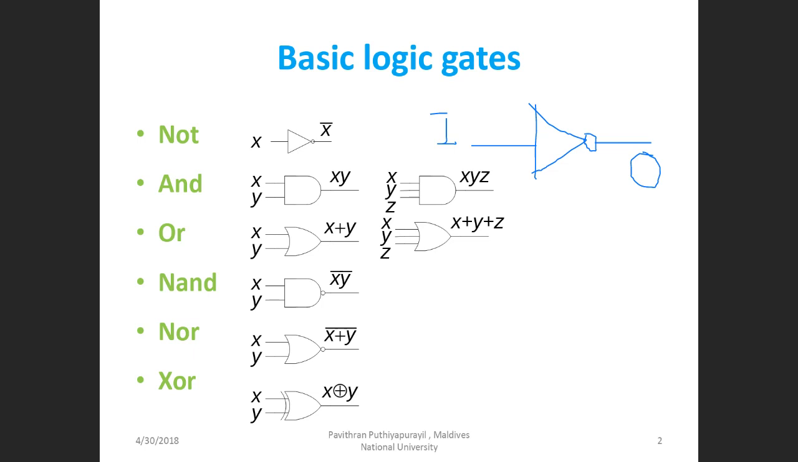Okay, then AND. What is AND gate? In this case, this is the first AND gate and this is the second AND gate. They have shown here a two input AND gate. Two input AND gate means we have two inputs, one output.